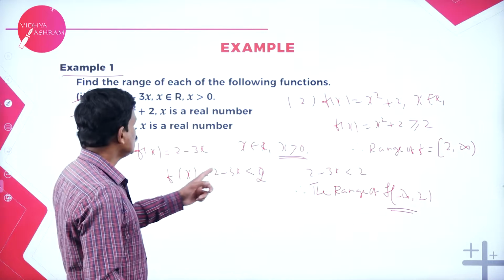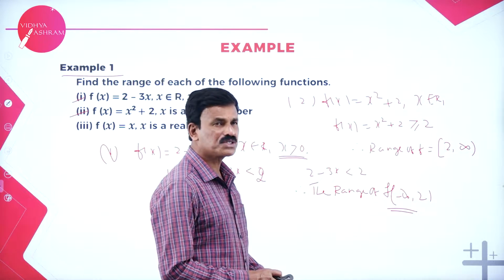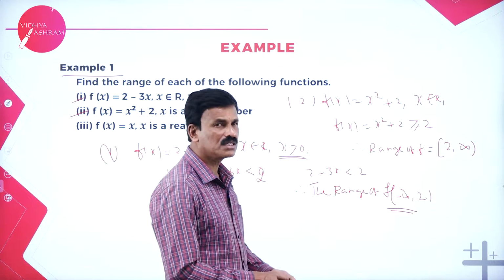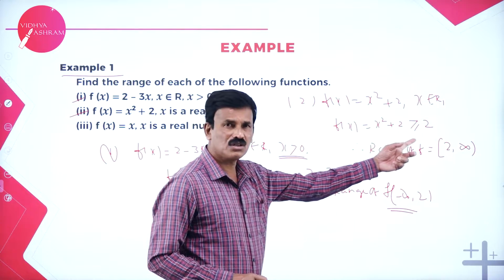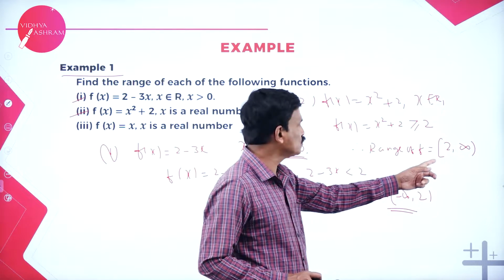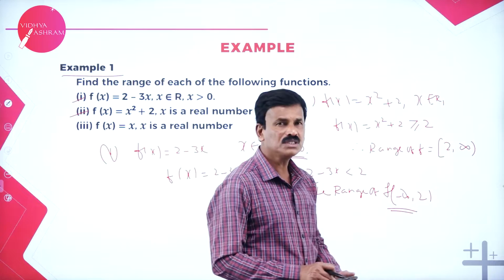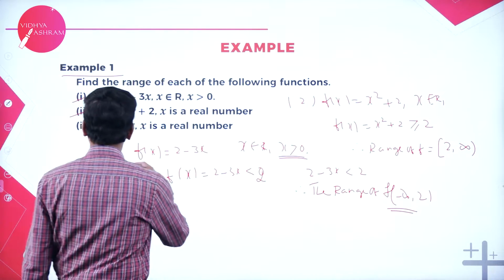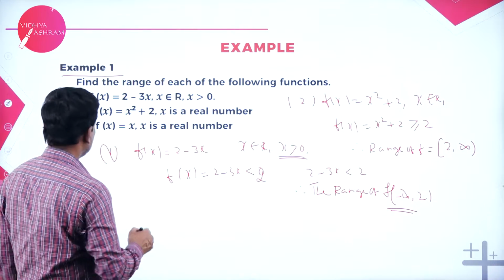That's it. Okay. Here, since f of x is equal to x square plus 2, for all x belongs to real number, x square plus 2 is greater than or equal to 2 means the range of the function is all the values which are greater than or equal to 2, that is 2, 3, 4, etc. up to infinite values. Now the last one, let us come to the function, third one.